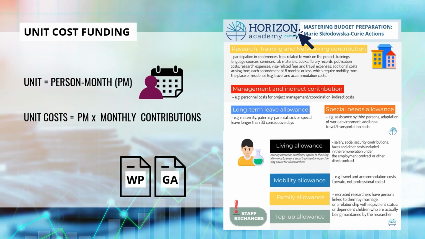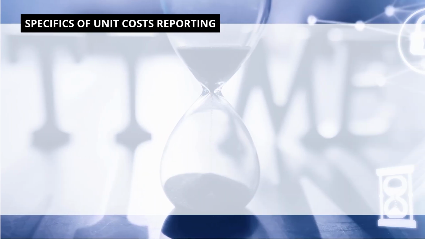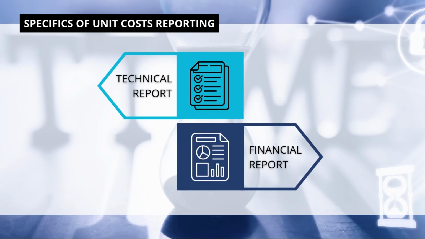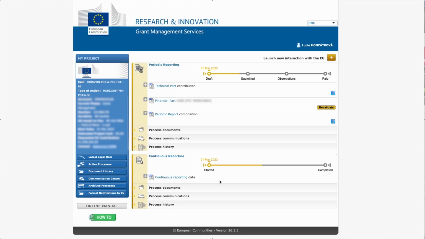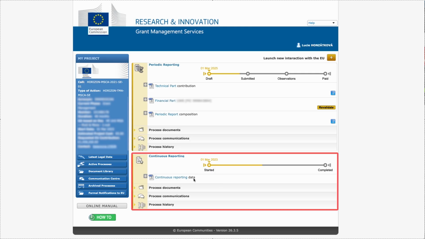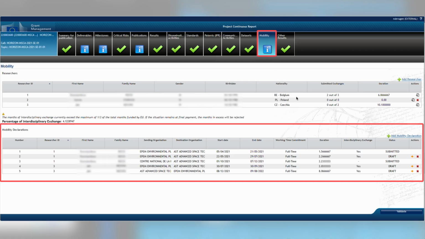As with other funding schemes, periodic reports for unit grants also consist of a technical and financial report, including the financial statements of beneficiaries. Due to the use of unit costs, the preparation of financial statements is largely automated. It is based on the research and training periods recorded by beneficiaries in the continuous reporting in the Mobility Declarations part.